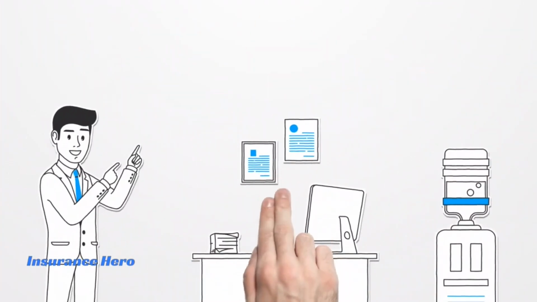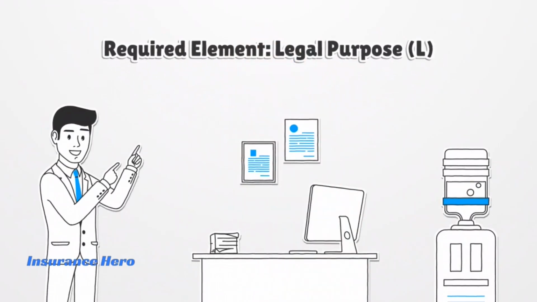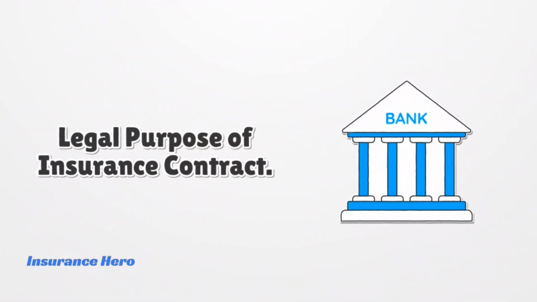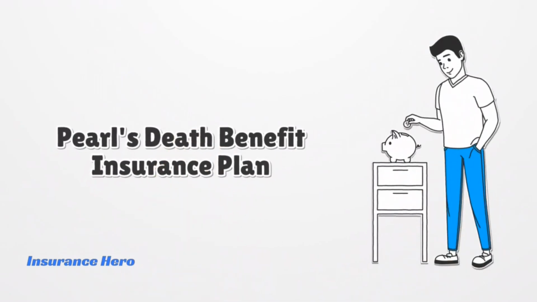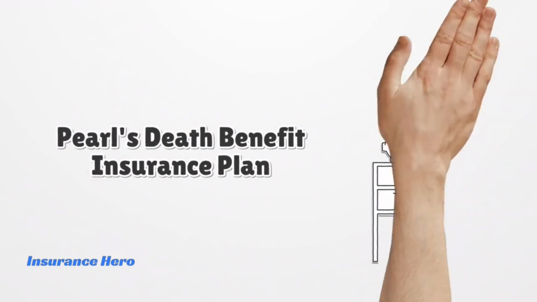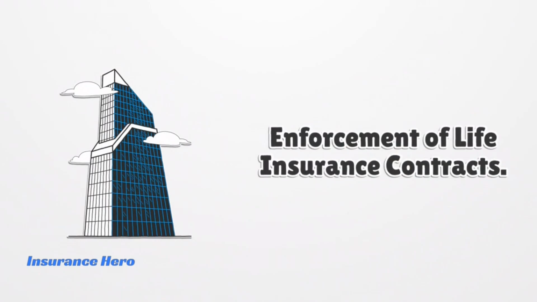The third requirement for a legally binding contract, represented by the letter L, is legal purpose. The purpose of the insurance contract must be legal. In Pearl's case, the purpose is to provide a death benefit to her beneficiary if she passes away, in exchange for premium payments. This is a legal purpose, as life insurance contracts are recognized and enforced by the law.